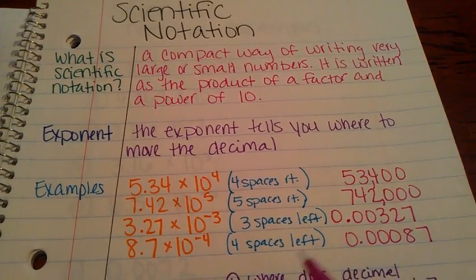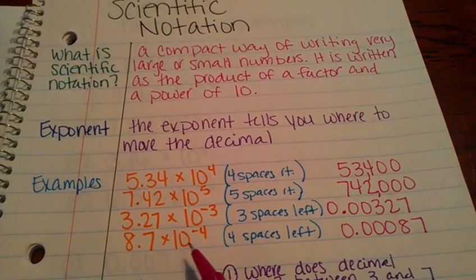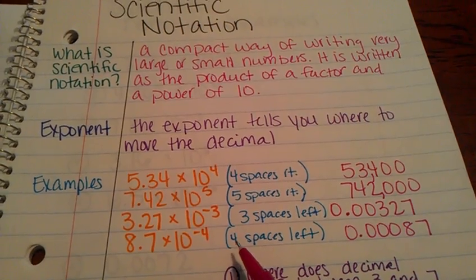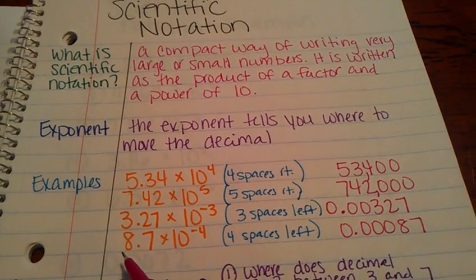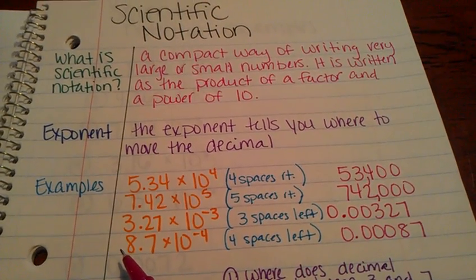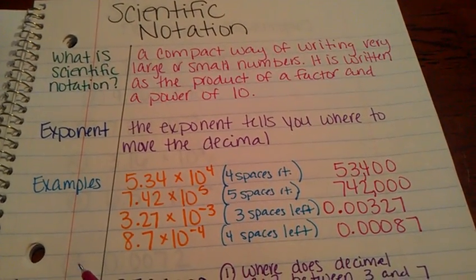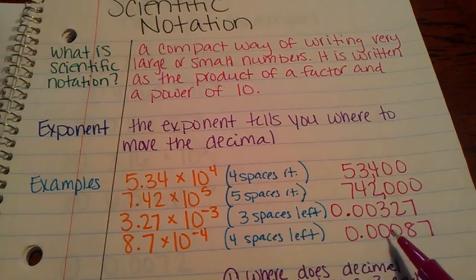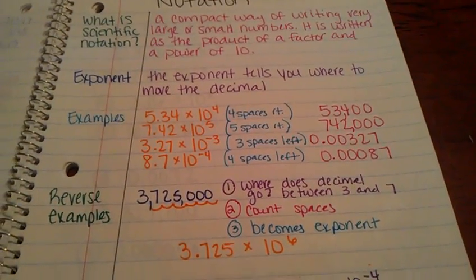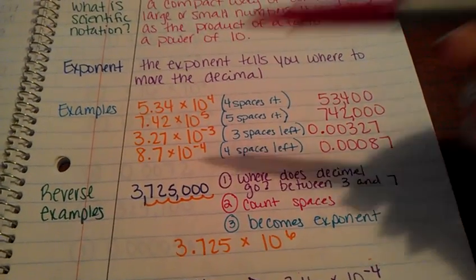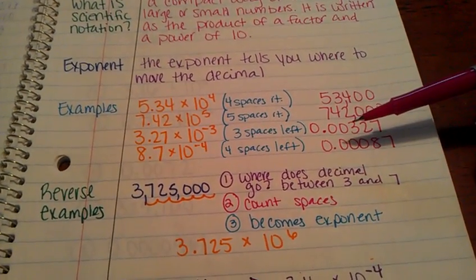It has no value. 8.7 times 10 to the negative 4 means move my decimal 4 spaces to the left. So here's my decimal. I move it 4 spaces. That first space is taken up by the 8, and then I have to keep going 3 additional spaces. That's why you see 3 zeros in front of the 8. Okay? So that is how to take a number out of scientific notation and put it in standard form.